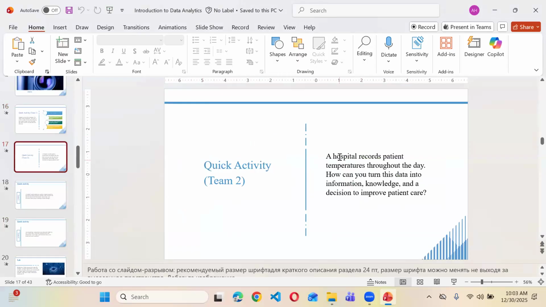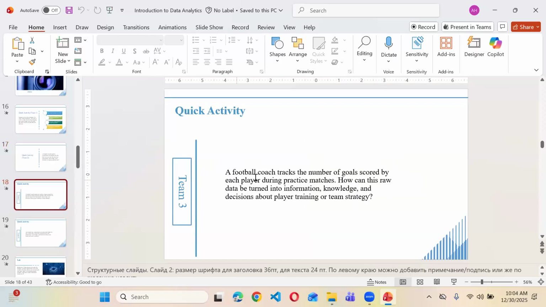Group number two, you have hospital patient records. You are like a doctor, with temperatures throughout the day. How can you turn this data into information, knowledge, and decision to improve patient care? Because a patient's temperature has ups and downs, you will try to maintain the pressure and the temperature of the patient, and you will collect data, information, knowledge, and decision.